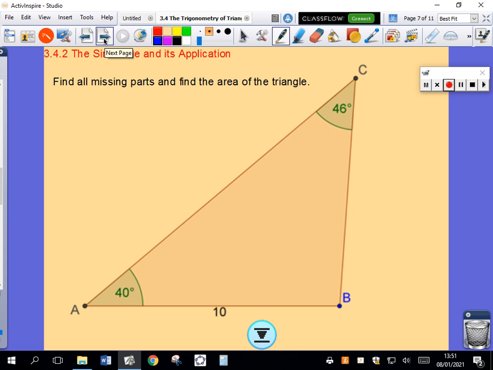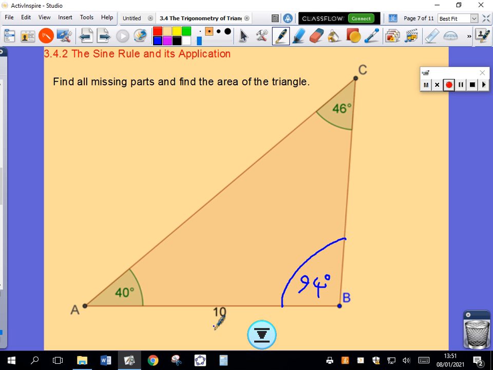So I want to find all the missing parts here of this triangle. I'm going to use the sine rule. I'm going to start, of course, by finding the missing angle in here, which is easiest found. We know from Junior Cert that the three angles in a triangle have to add up to 180 degrees. That's 40, that's 46. Together they make 86. So another 94 degrees would make that 180.